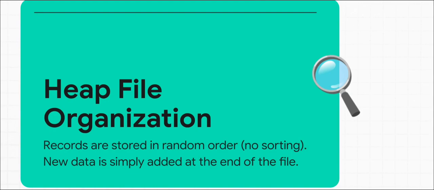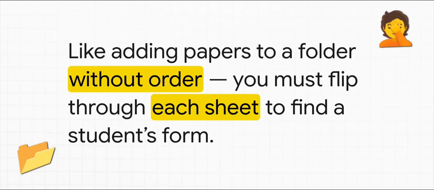The simplest way to handle this is something called heap file organization. And simple is definitely the key word. As new records come in, they're just tacked onto the very end of the file. Super fast for adding new data, but like we just said, absolutely terrible for finding it later. The perfect analogy for a heap file is just tossing student admission forms into a big folder as they sign up. Now, say you want to find one specific student. Well, you've got to flip through every single form from the top until you find the one you're looking for. Not exactly efficient, is it?